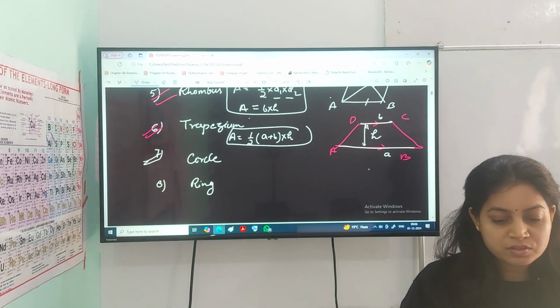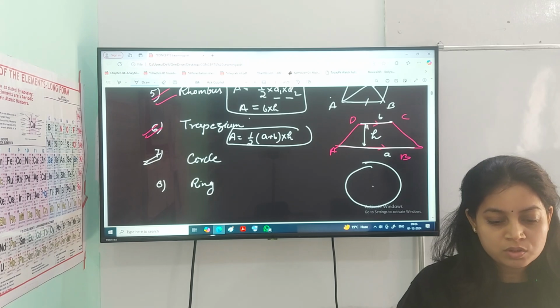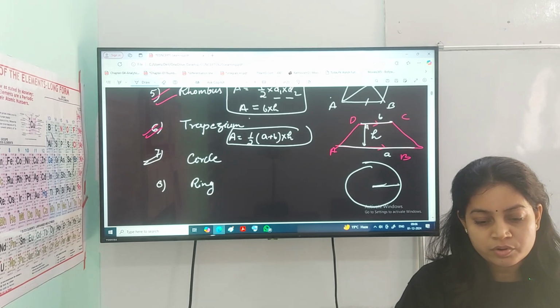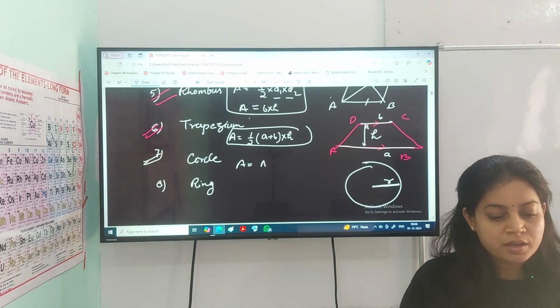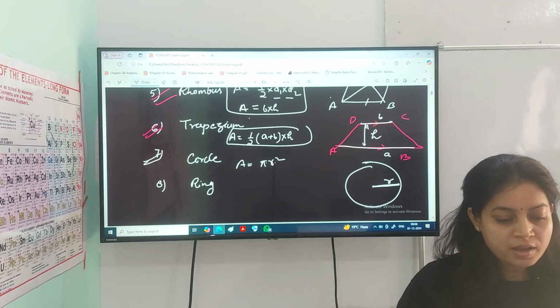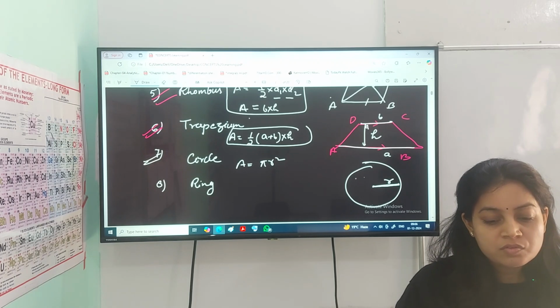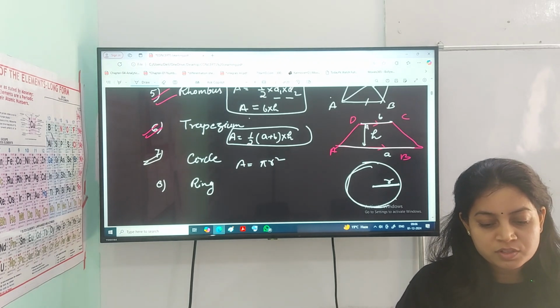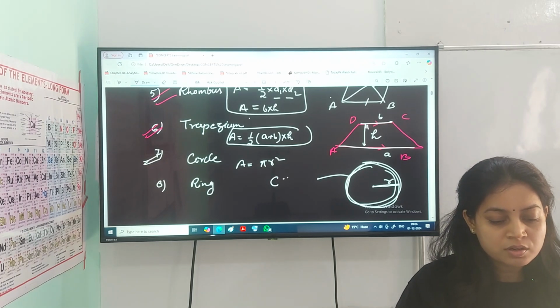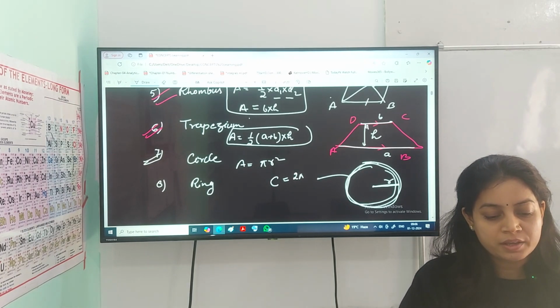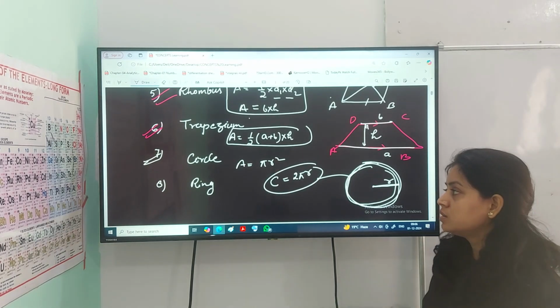And after that we have the circle. Circle is this, you all know, this is the center and this is your radius. We all know the area of the circle is very, very simple, and it is pi r square. It is pi r square. And the circumference is the perimeter of the circle. Circumference is boundary. So the perimeter, or you can say circumference, of the circle is 2 pi r.